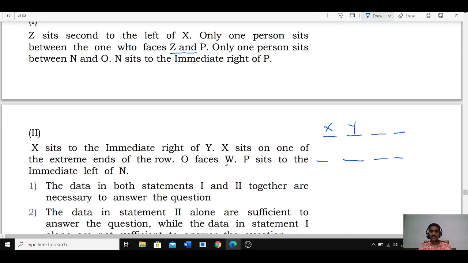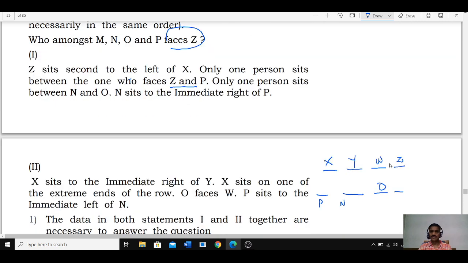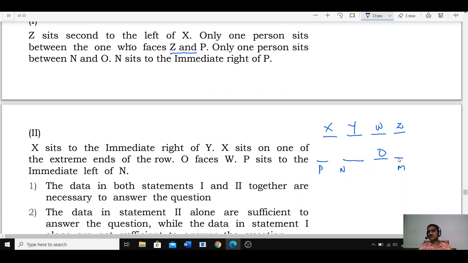of Y. O faces W, meaning O is here and W is here. P sits to the immediate left of N. And if O faces W, with O here, W can come here. P sits to the immediate left of N is also possible. Since Z is here, then as Z is here, M and OP, M will be here. M and Z are opposite in that case.